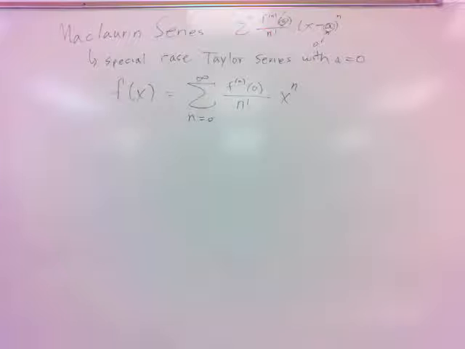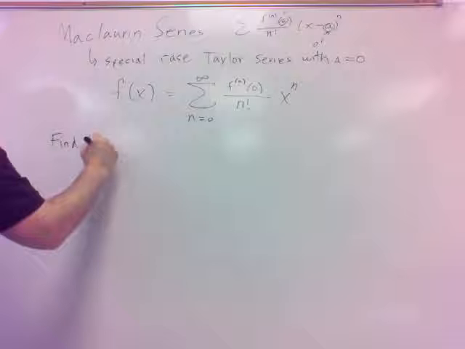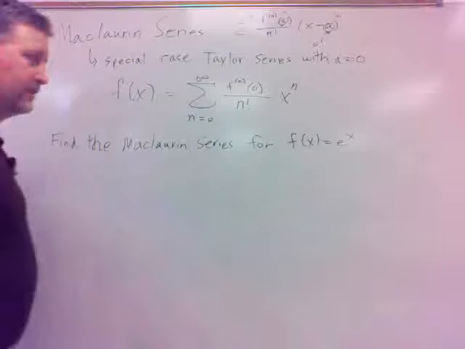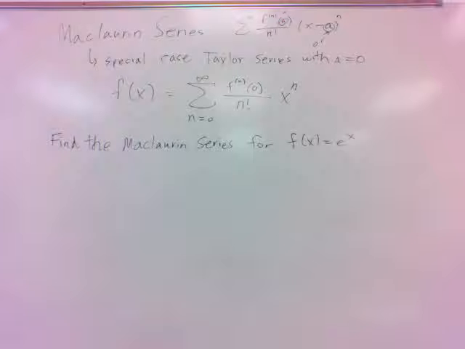All right, so let's find a couple of those. Find the Maclaurin series for f of x equals e to the x. The only thing about the Maclaurin series is it doesn't tell you the center, because the center is automatically 0. Just have to remember that. But this is what we do. So what do I do to find it? Same thing as before. Find the nth derivative formula.